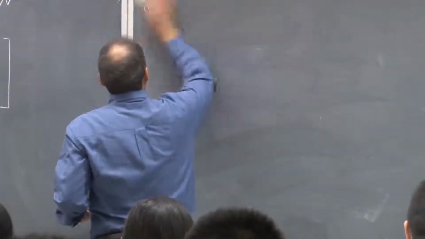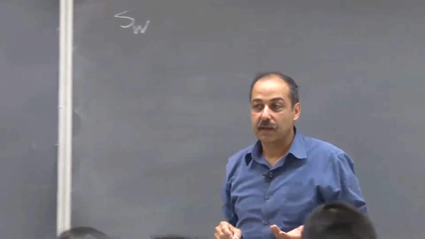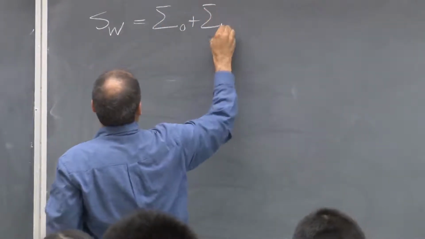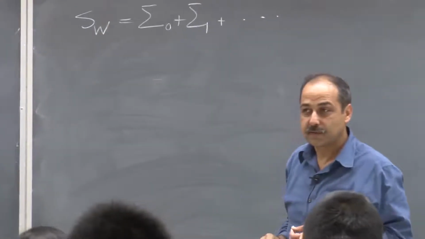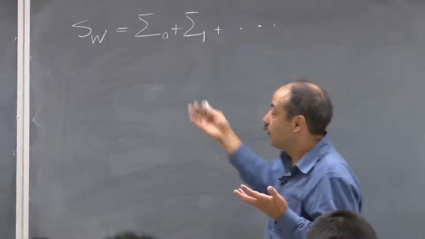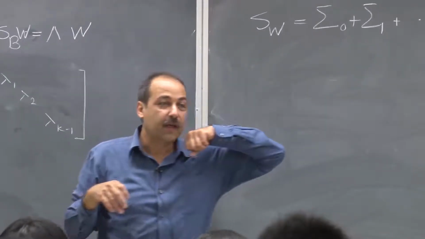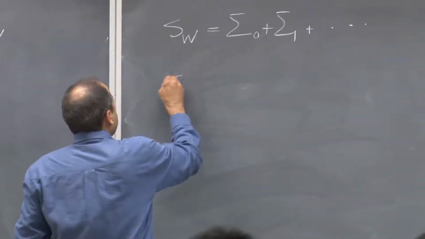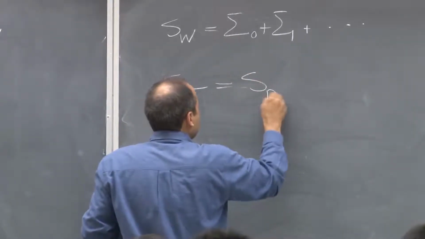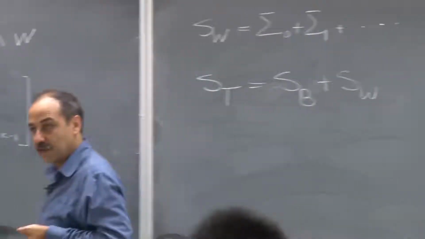In a multi-class problem, SW is easy to compute, right? Because SW is going to be W0 plus W1, and so on. So it's a summation of all of these sigmas. Summation of all of these sigmas would be SW. But SB, as I said, is sort of hard to compute. So the trick is that the total variance of data is the between class variance plus the within class variance.